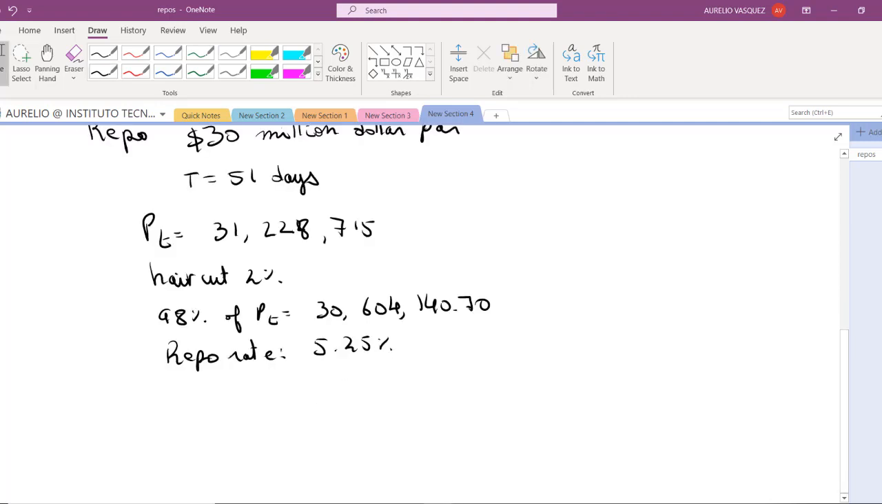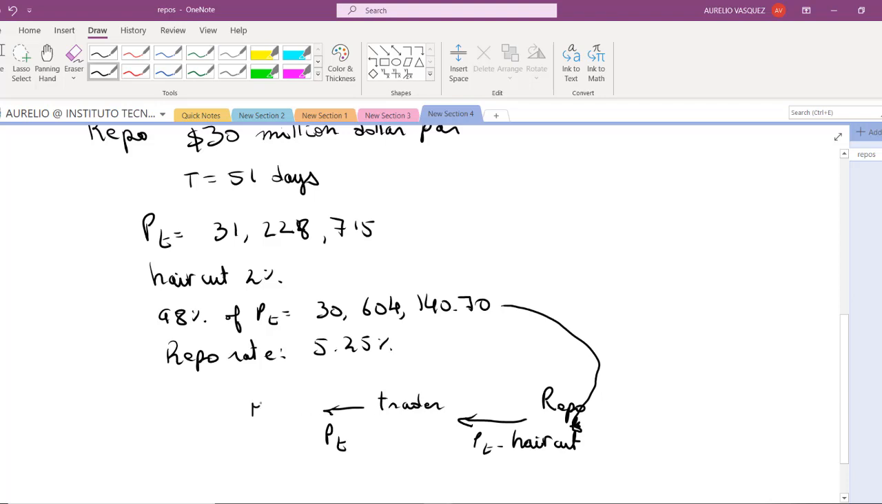So after 51 days, what happened here was, the trader is the repo dealer, and basically he gave me the PT minus the haircut. So he gave me this amount of money, and then I went and I paid PT for the bond. So here's the market, and I got my bond that I passed on to the repo dealer. So now we're going to see what happens. This is at time t, and now we're going to see what happens later on.